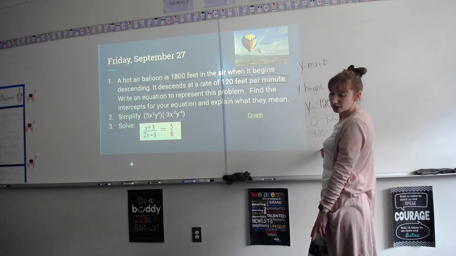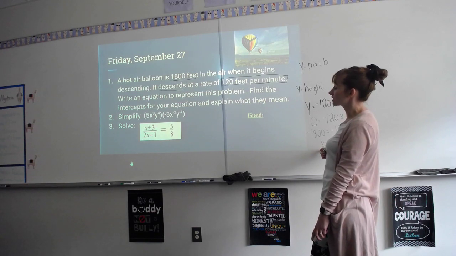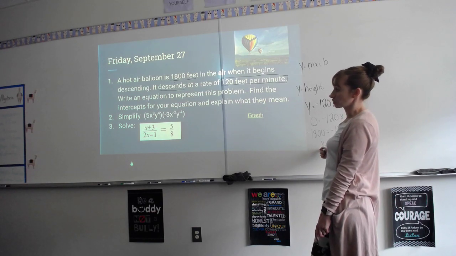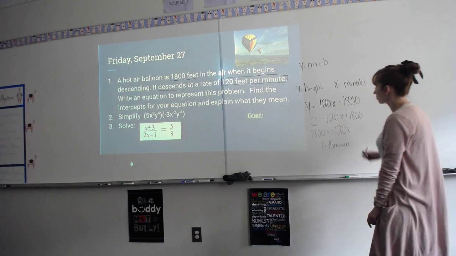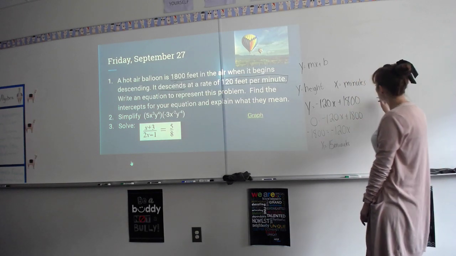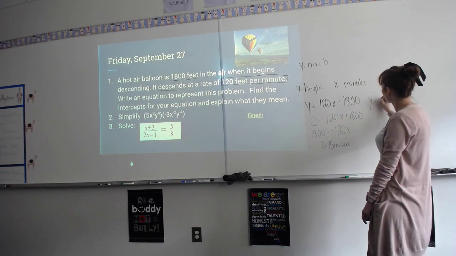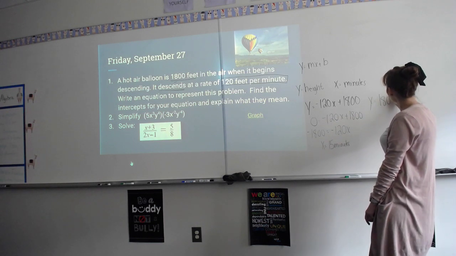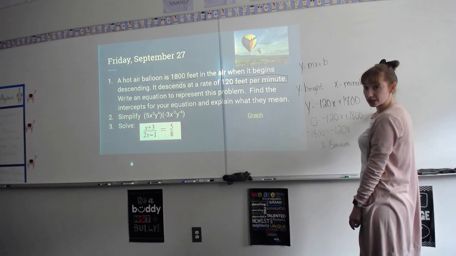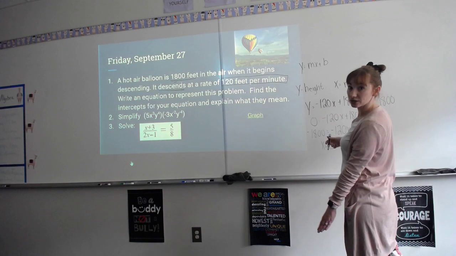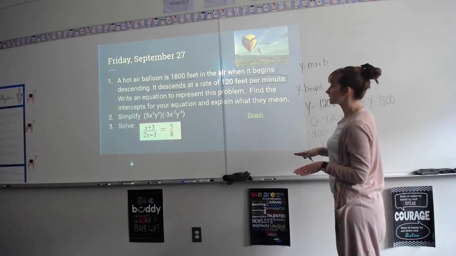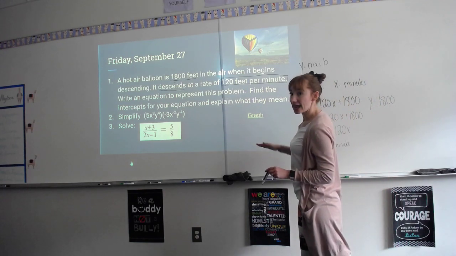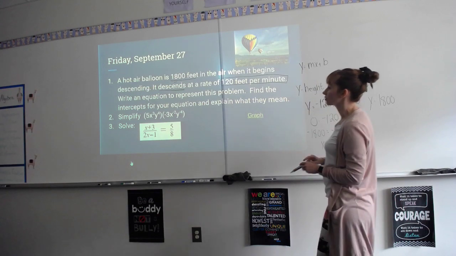minutes. Now we need to find our intercept for our y equation, and all we would do there is plug in a 0 for x. So we would have y equals 1,800. And what our y-intercept means is our height before we started descending. So before 0 minutes have passed, haven't done any moving down yet, we're at 1,800 feet.